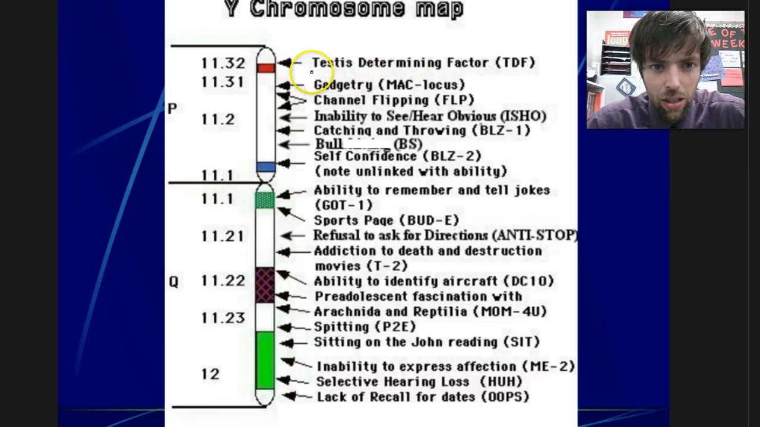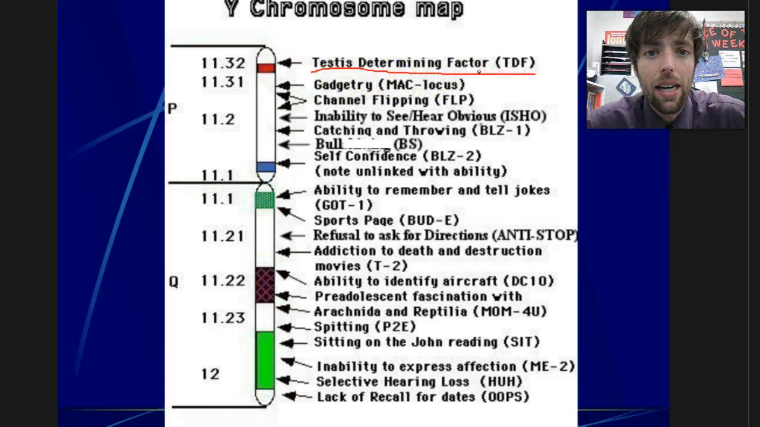Now, this one is actually legitimate. There's this part of the Y chromosome called the testes determining factor that makes you a man. And that's the one that determines you have testicles instead of ovaries, and accounts for all the other characteristics that contribute to you being a man.